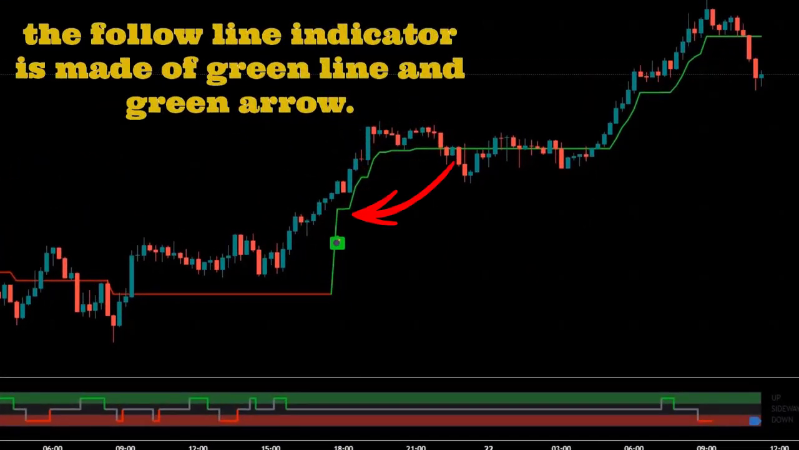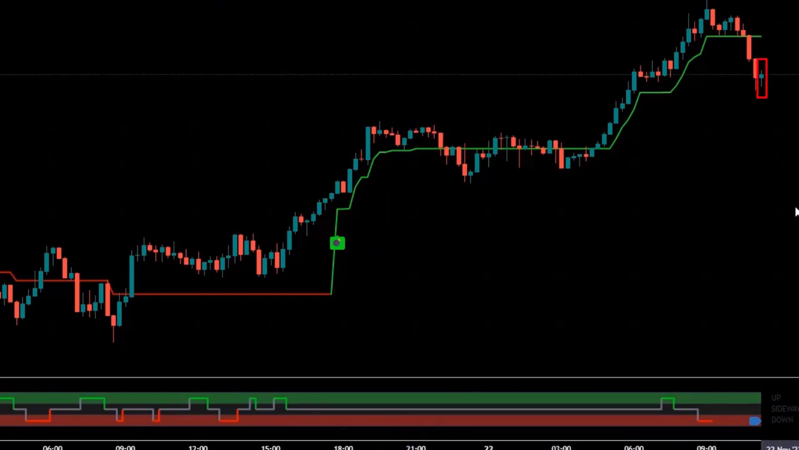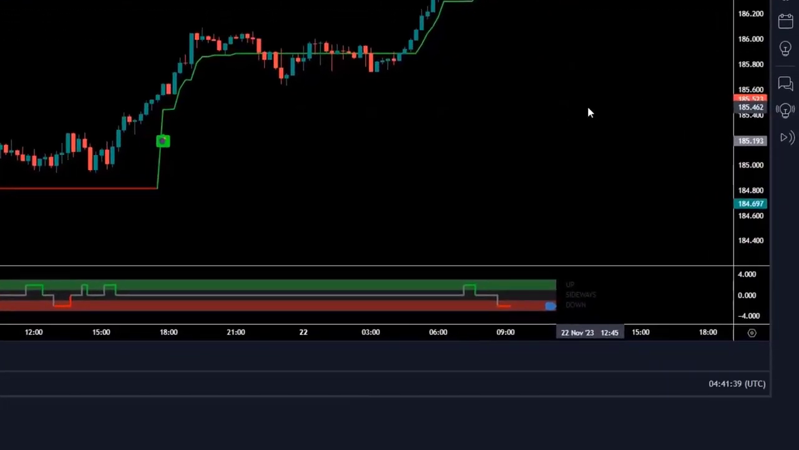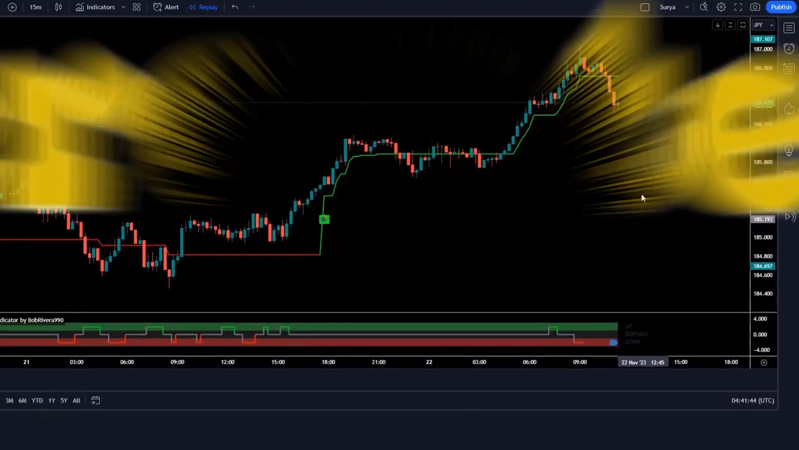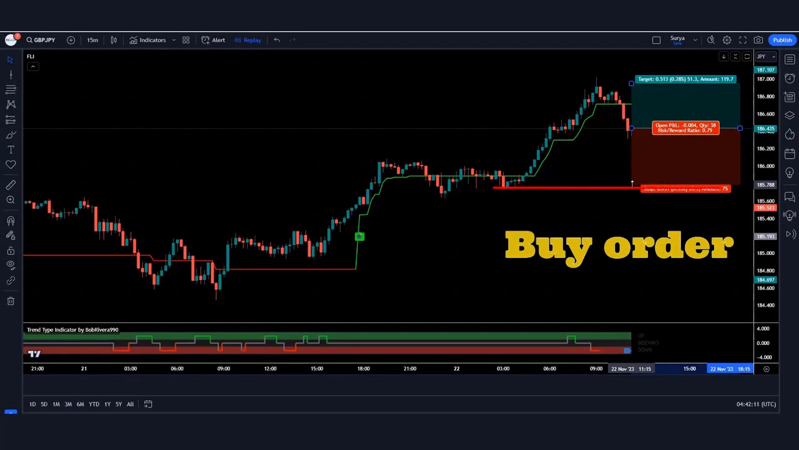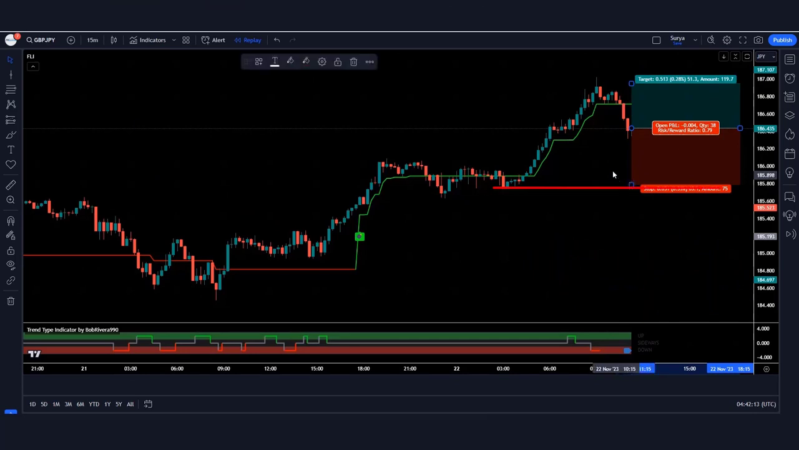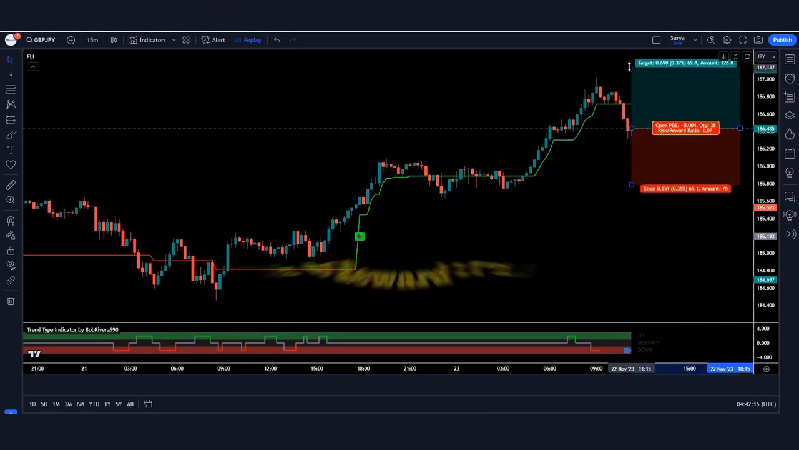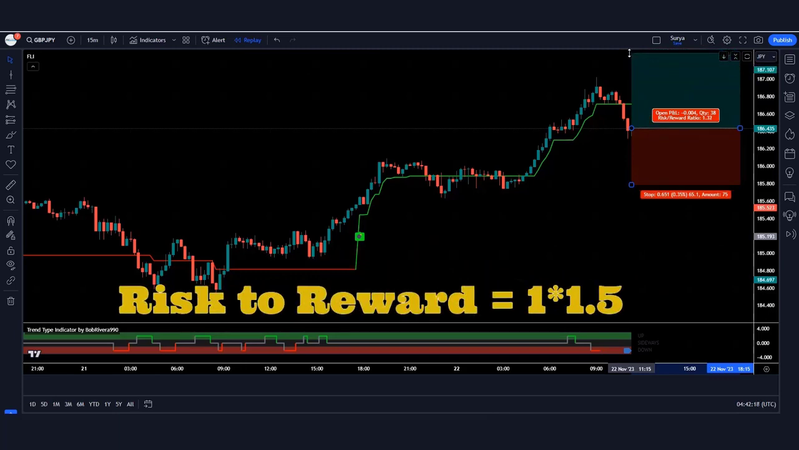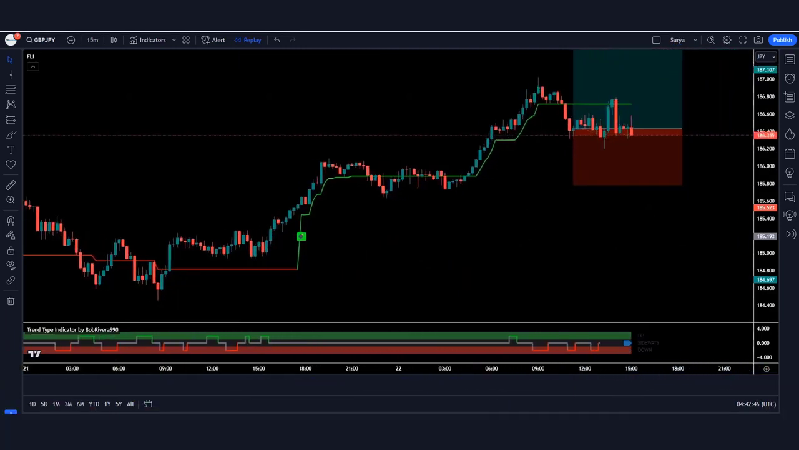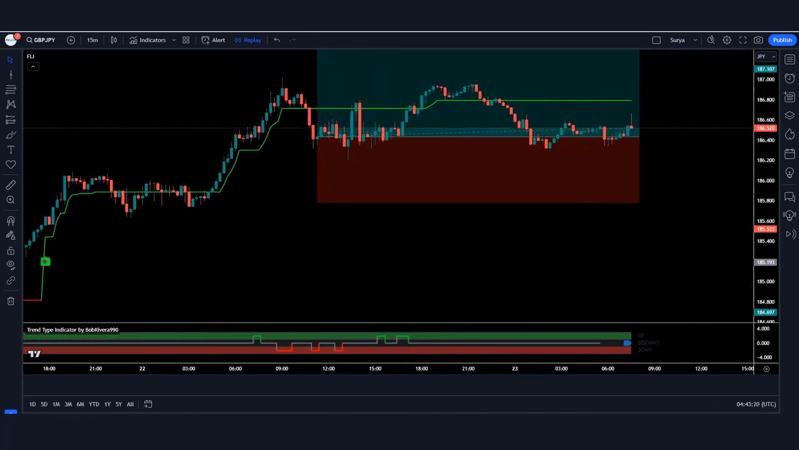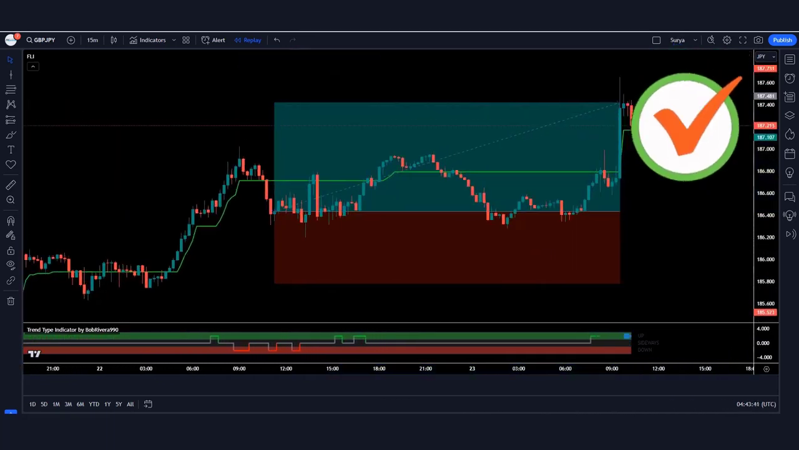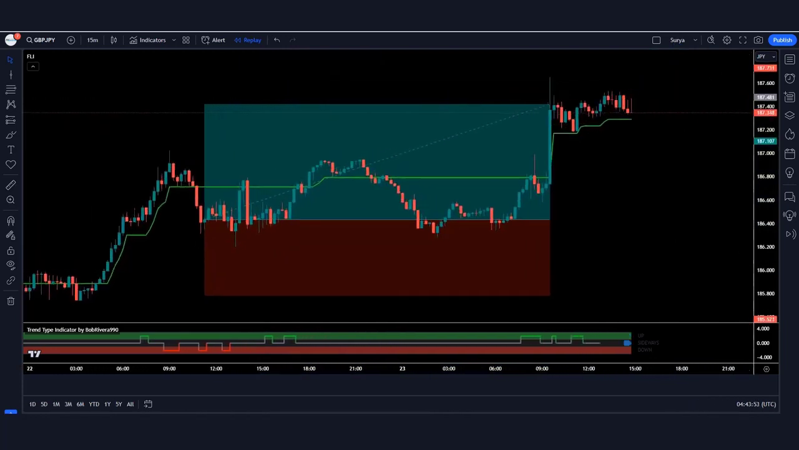Here the follow line indicator is made of a green line and green arrow. And the market has made a bullish candle. And the trend type indicator has created an uptrend. If this condition is fulfilled, so we will place a buy order. And stop loss will be kept at the last low. And the risk to reward ratio will be 1:1.5. The market is completely on target. Let's see the next trade.